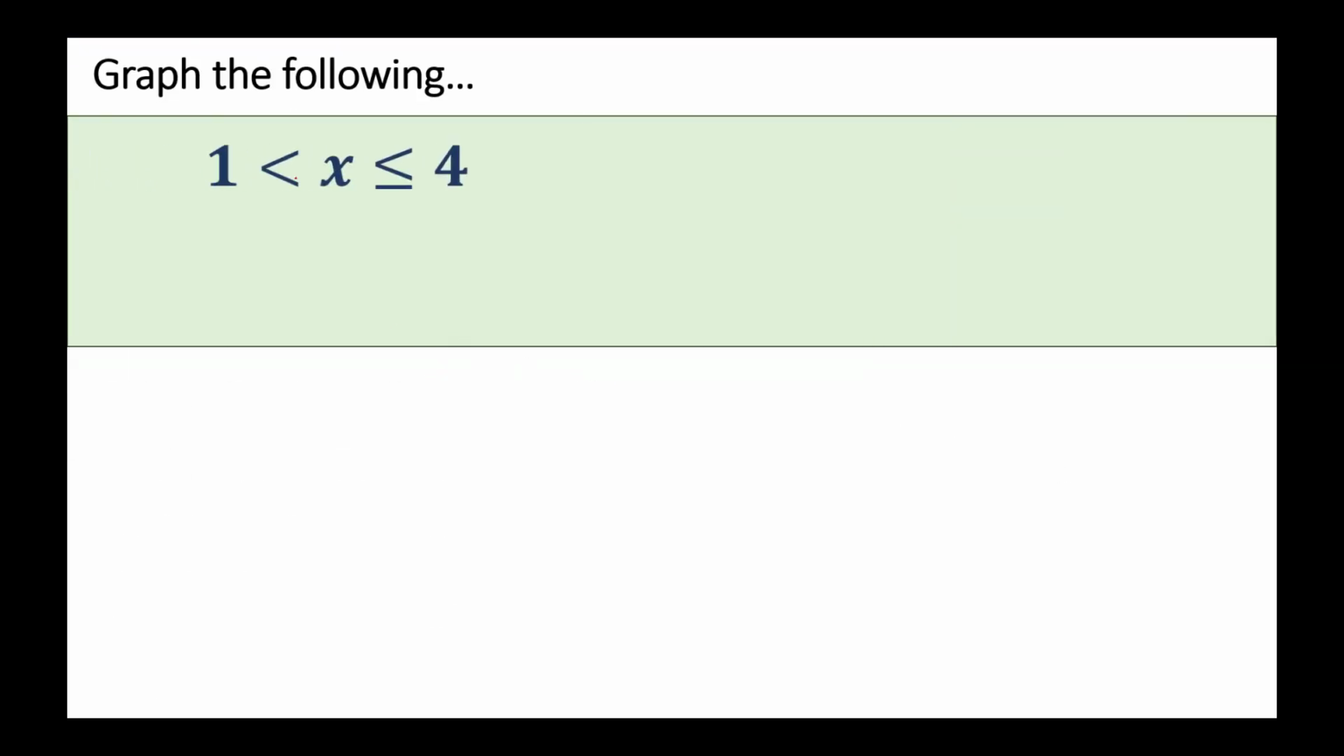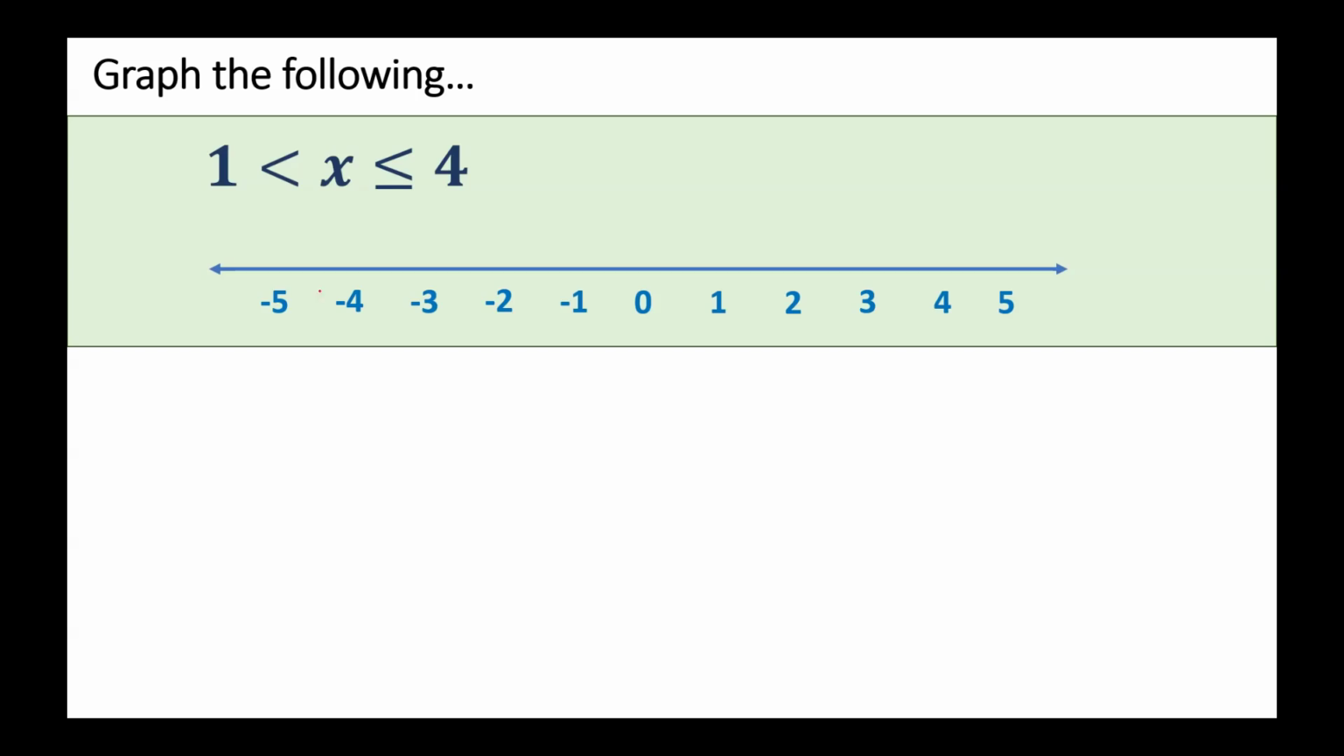Okay, now let's graph the following. Here I have x is greater than 1, x is less than or equal to 4. So on a number line, you can rewrite this if you need to. So again, x is less than or equal to 4, and then x is greater than 1. So let's find 1 and draw an empty circle. Find 4 and draw a filled in circle, because I'm less than or equal to 4. So now I'm basically between these values on the number line. So I just shade in the line here, and that's my answer.